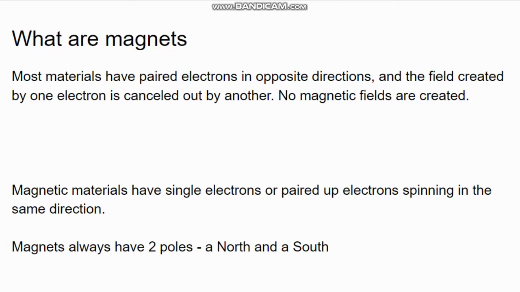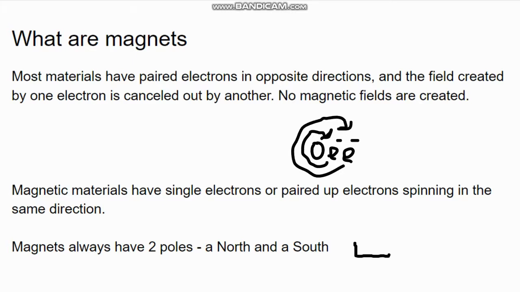So, most materials have paired electrons in opposite directions, and the field created by one electron is cancelled out by another, and this way no magnetic fields are created. But magnetic materials have single electrons or paired up electrons that spin in the same direction, which causes an unbalanced force. And magnets always have two poles, a north pole and a south pole. And the magnetic field goes from the north pole to the south pole.